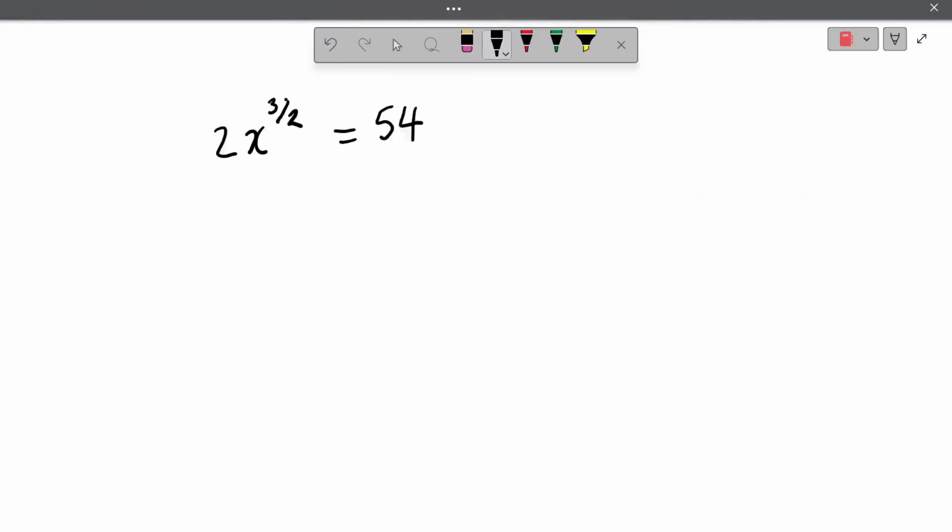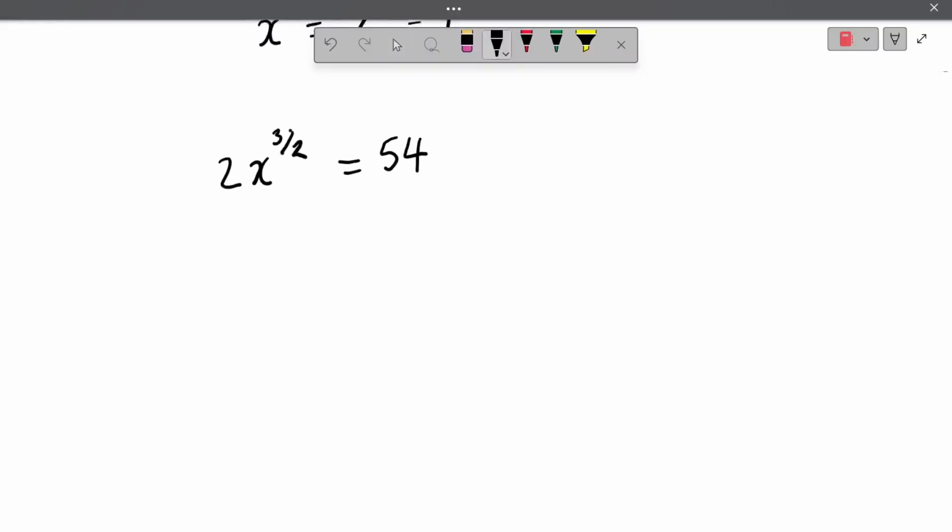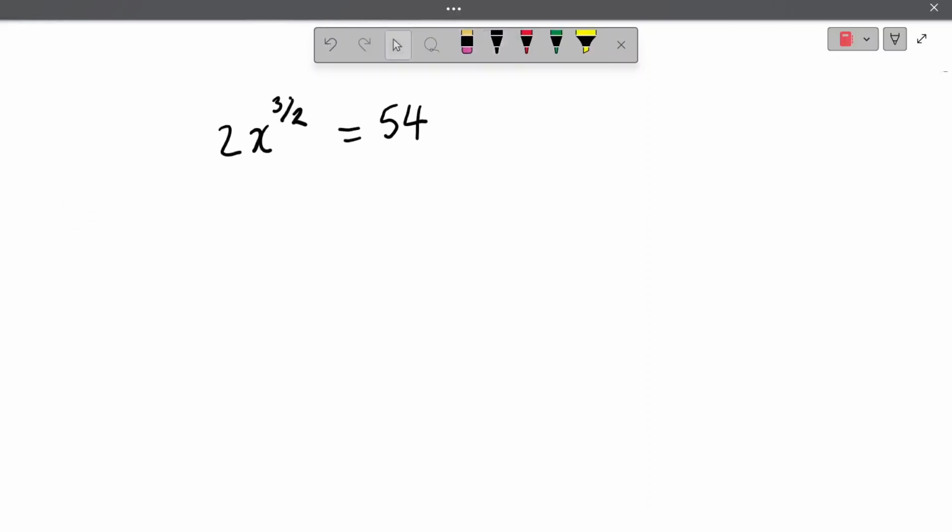Okay, so here we have another one where we have numbers on both sides. Now, before we can do anything, what we have to do is get rid of this 2. So you basically need to have x on one side and numbers on the other. So I'm going to divide that by 2. 2 divided by 2 is 1. And I'm going to divide this by 2 as well. So you have x to the 3 over 2 equals 27.